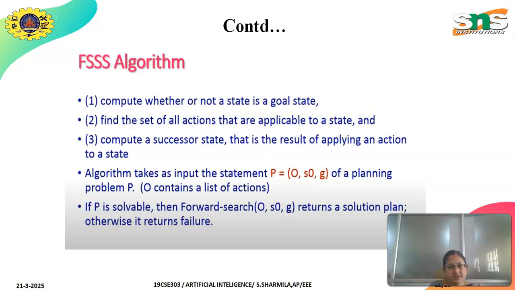And this is our FSSS algorithm, that is the forward state space search algorithm. First, we have to compute whether or not a state is a goal state. Find the set of all actions that are applicable to a state, that is, the precondition and effect, and compute a successor state, that is the result of applying an action to a state. The algorithm takes as input the statement P, that is, state 0, the goal, and the actions of a planning problem. O contains a list of actions. If P is solvable, then forward search returns a solution plan. Otherwise, it returns a failure.